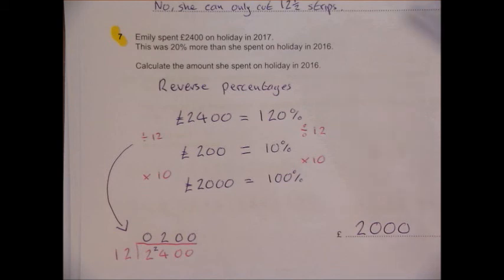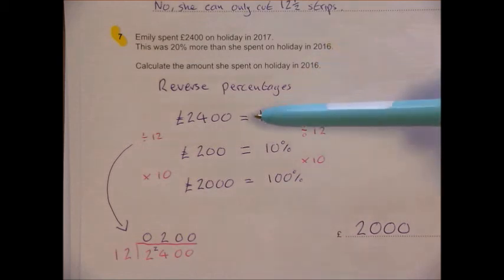Okay, question 7, here we go. Emily spends £2,400 on a holiday in 2017, and that was 20% more than she spent on holiday the year before, in 2016. Calculate the amount she spent on the holiday in 2016. So this is a reverse percentages question. Now, we want to work out how much she spent in 2016.